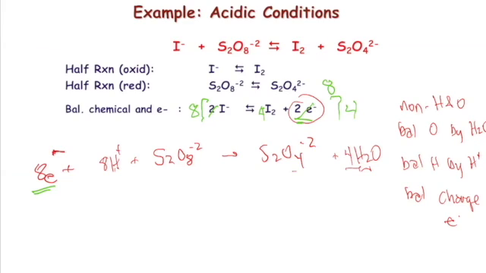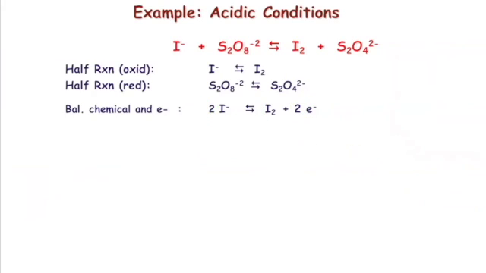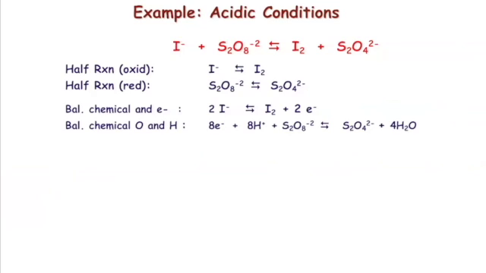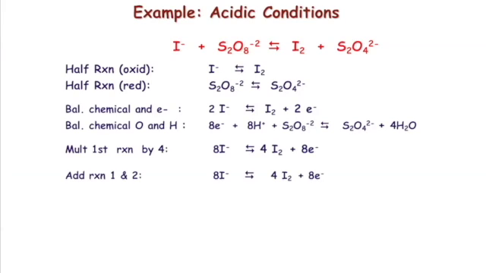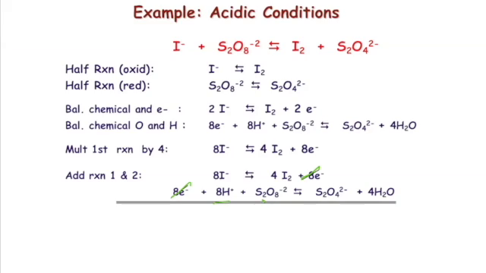So let me clear this up so that you can see the PowerPoint, how the PowerPoint plays out here. So here we have 8 electrons. Here we multiply the top reaction by 4, so we have that. And then when we add the 2 half reactions, you can see that the electrons will cancel. We see that we can just put it together. We have basically this as our balanced equation.